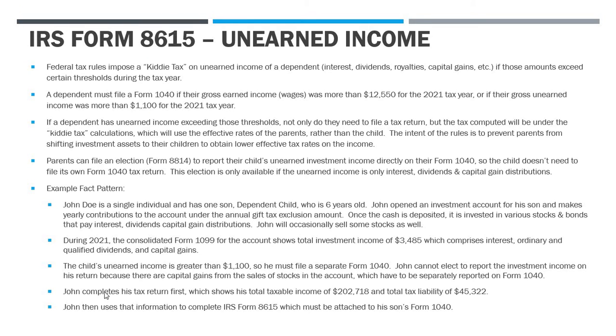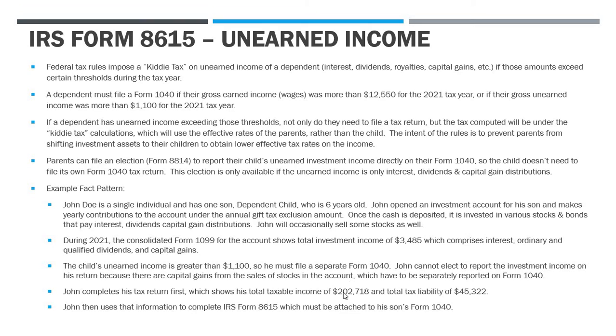So what does John do? Well, the first step is John needs to complete his tax return first. And the reason why we need John's return completed first in its entirety is because on the 8615, we have to report John's taxable income numbers and total tax, because those numbers are then going to be hypothetically adjusted to compute what the Kiddie tax would be or should be on the child's tax return.